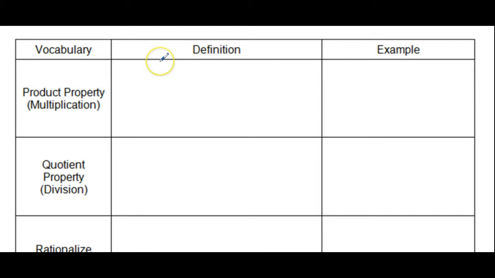The quotient property is almost the exact same thing. We have one big square root of a divided by b. When you do this, it breaks it down into two separate radicals. Let's look at an example like the square root of 3 divided by 4. This is the same thing as the square root of 3 divided by the square root of 4. If we simplify one more step, the square root of 3 we can't simplify anymore, but the square root of 4 is just 2.